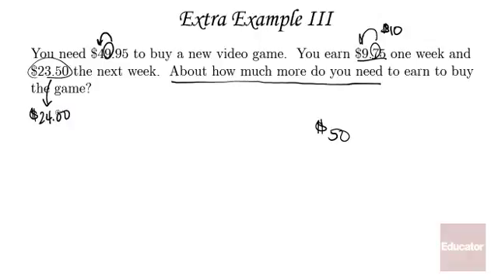So far I've earned $10 in 1 week and $24 the next week, about. So let's add those two values. 24 and 10 gives me $34. About how much more do you need to earn to buy the game? So let's take the $50 and subtract 34. 10 minus 4 is 6, and 4 minus 3 is 1. So you'd need $16 more.